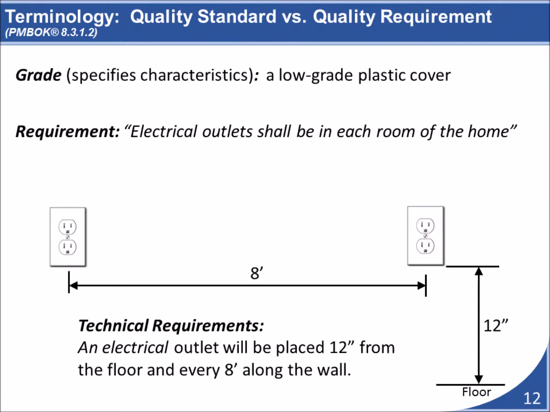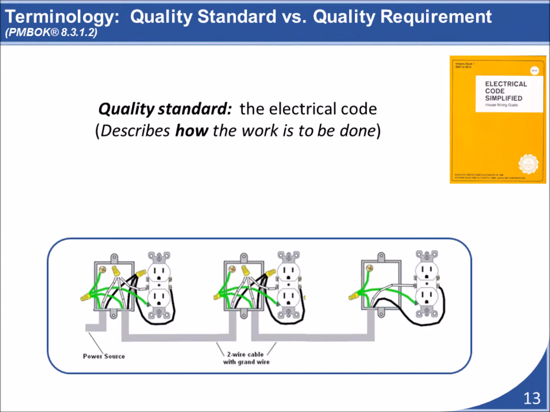grade it is. On a home construction project, the project requirements would specify that each room in the home needs to have electrical outlets. The grade of the outlet covers might be specified as being low-grade plastic cover outlets. The technical requirements for the project would be used to specify where the outlets need to be located within each room. To add to this, the project would specify applicable standards, such as the electrical code, that describe how the work is to be done.